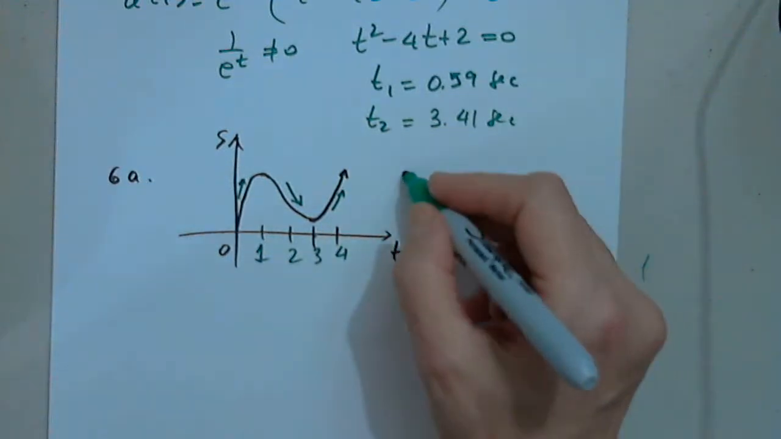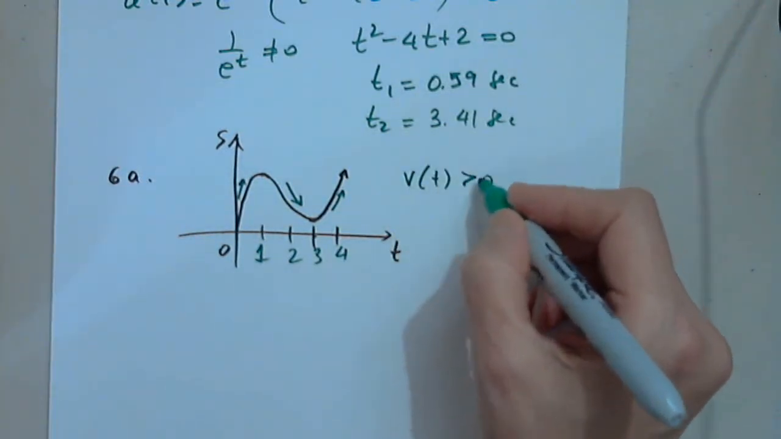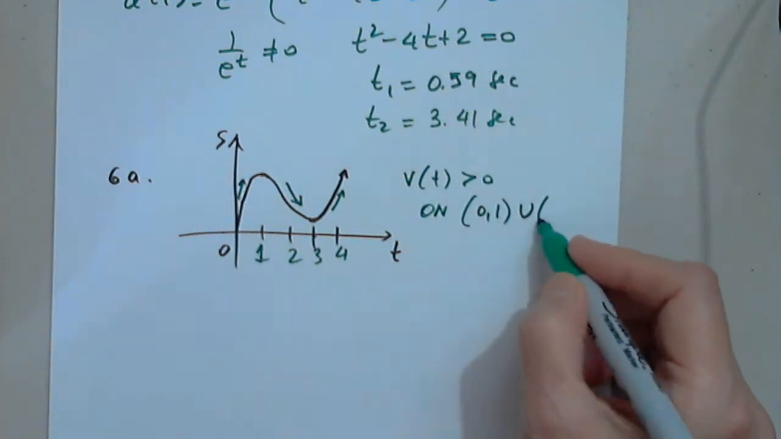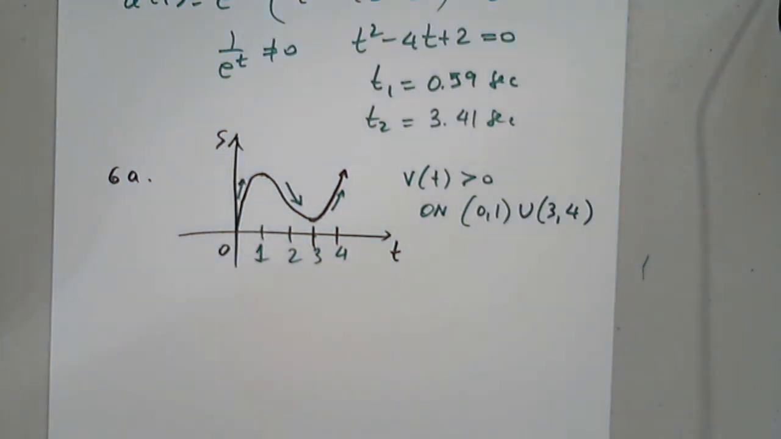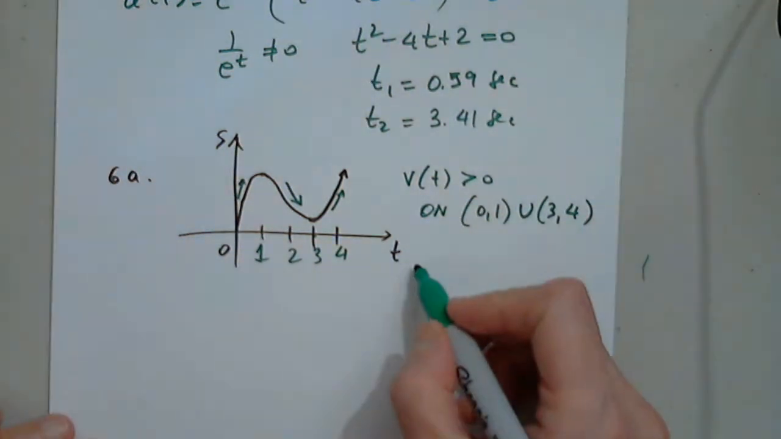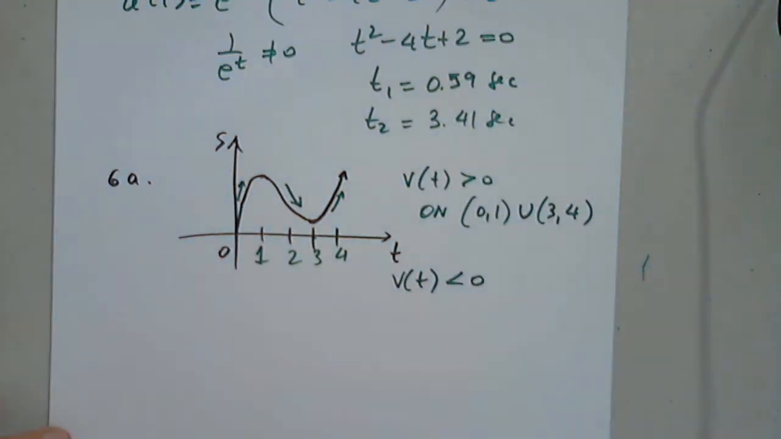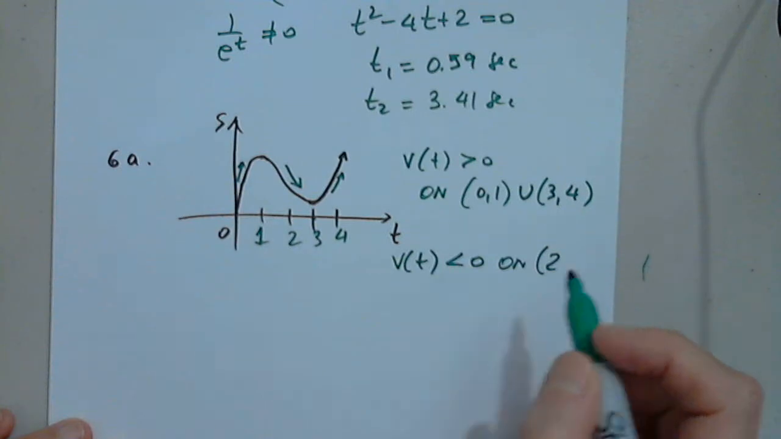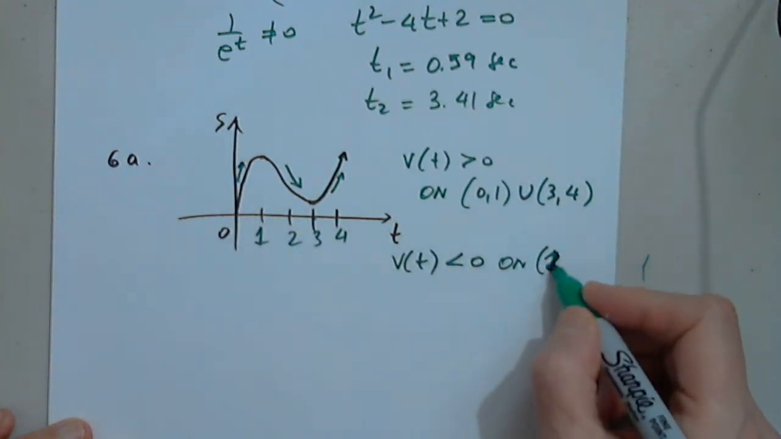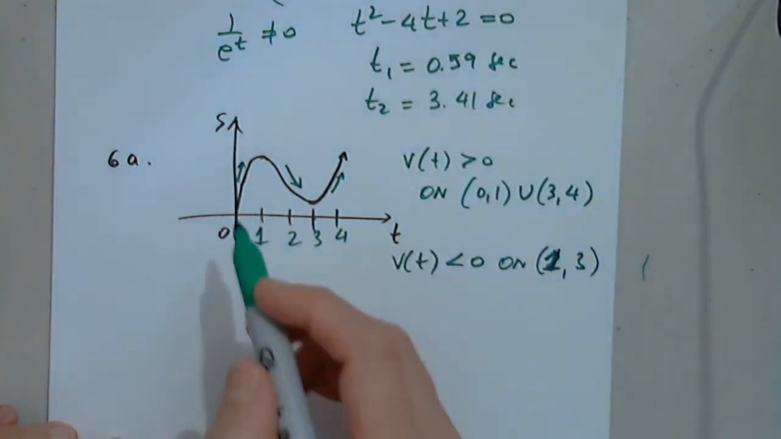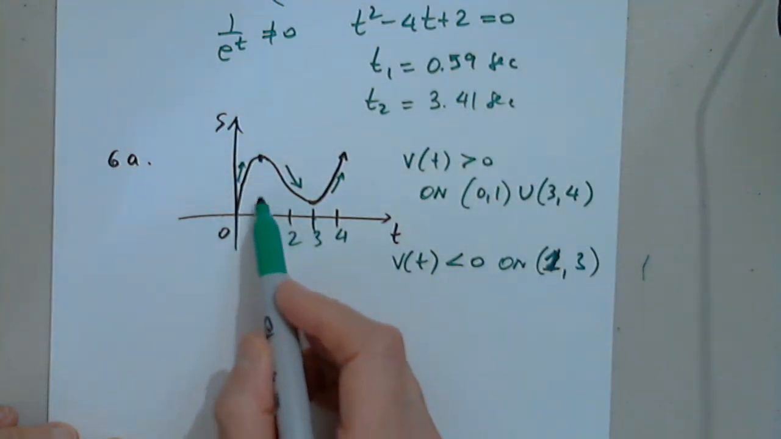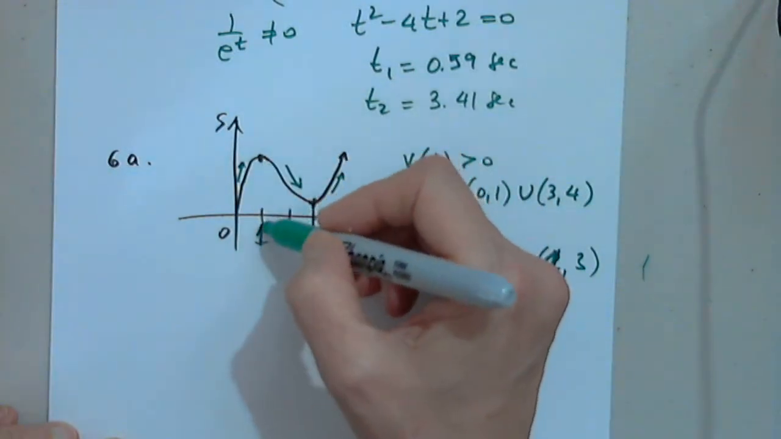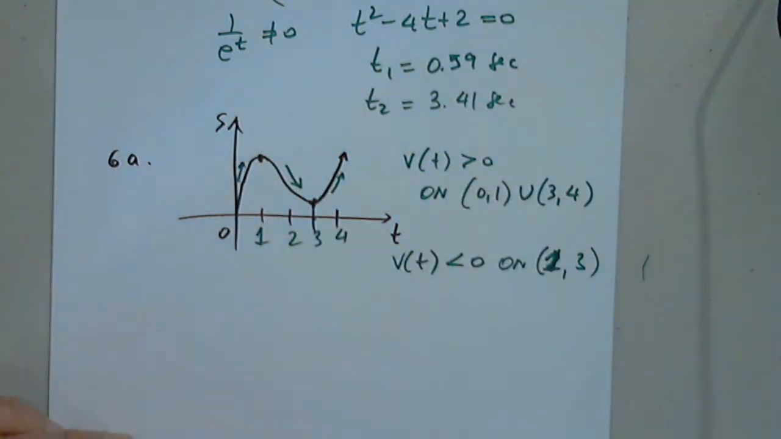3 and 4. That's it. The velocity, thank you very much, is positive on the interval 0 to 1, union 3 to 4. Where is the velocity negative? From 2 to 3? Yes. 1 to 3. On 1 to 3. From this point, in other words, on the x-axis, till this point on the x-axis. So between x equals 1 and x equals 3, the velocity is negative.